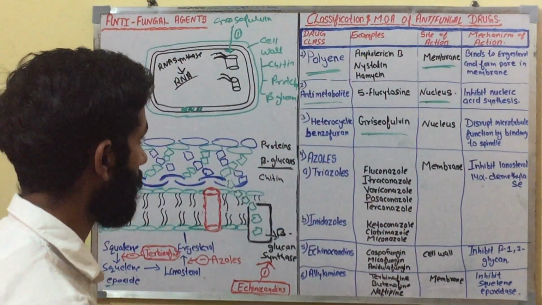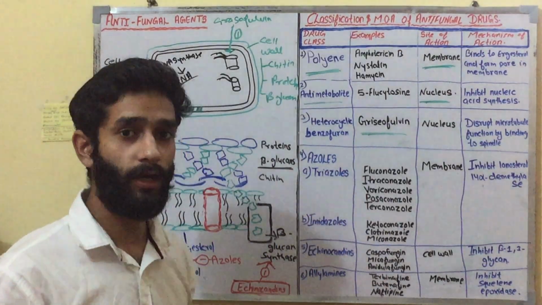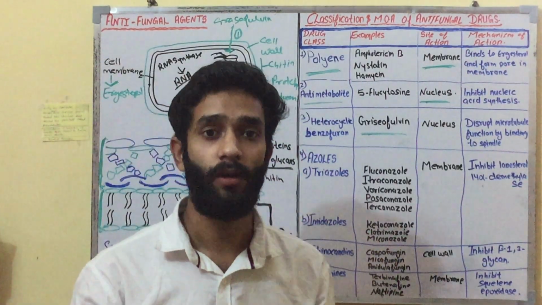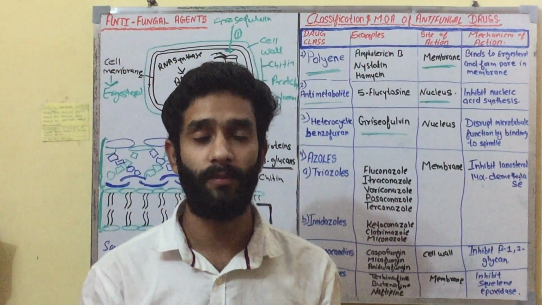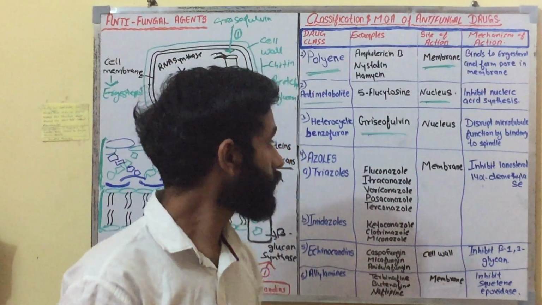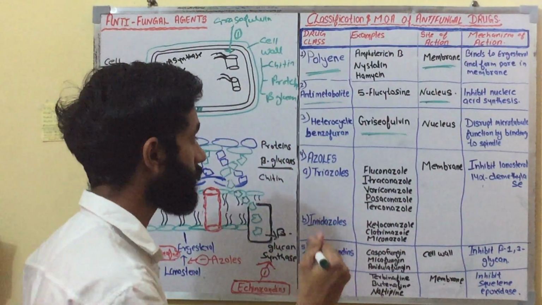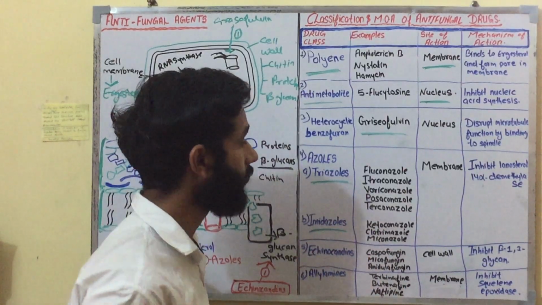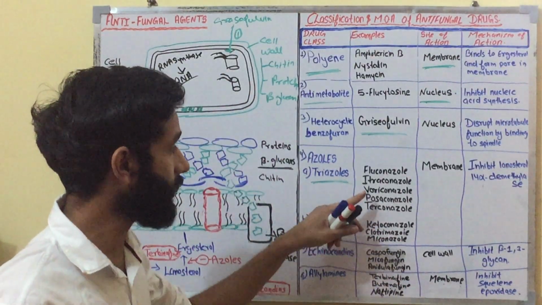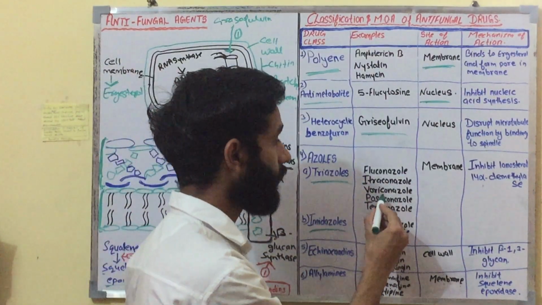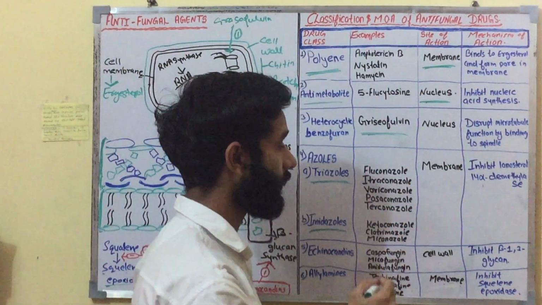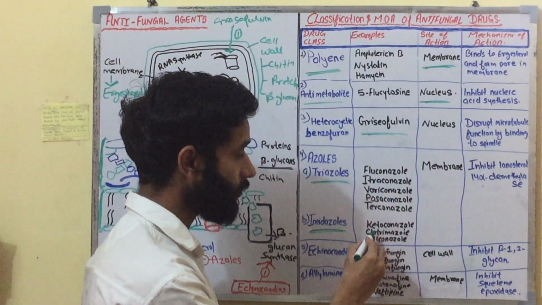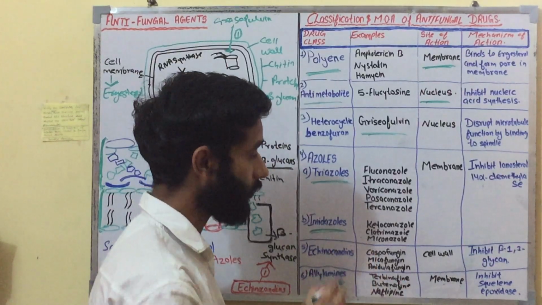So after that, come to the next drug, azoles. Azoles are an important drug in comparison to all other antifungal drugs, because they show a better effect in comparison to other antifungal drugs. Azoles have two subcategories. The first one is triazole and the second one is imidazole. Examples of triazole are fluconazole, itraconazole, voriconazole, posaconazole, and terconazole. Examples of imidazole are ketoconazole, clotrimazole, and miconazole.